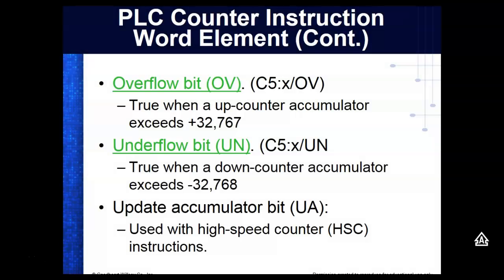We have an overflow, so true when an up counter accumulator exceeds 32,767. We have an underflow. This is true when a down counter's accumulator exceeds the minus 32,768. We have an update accumulator bit, which I've never used. Oh, these are high-speed counters.